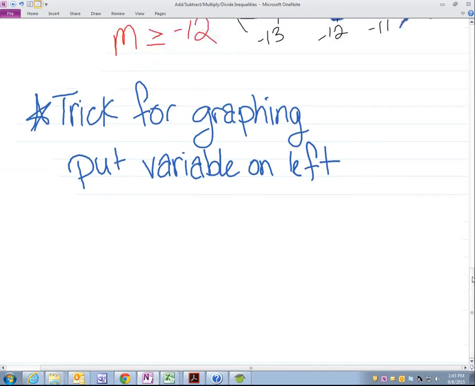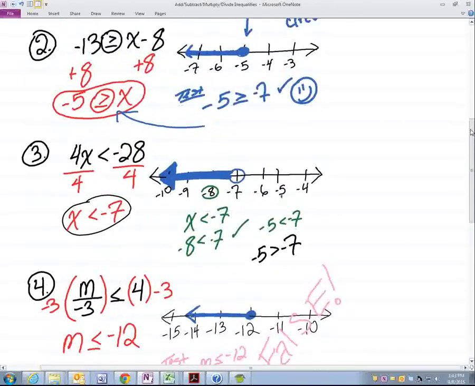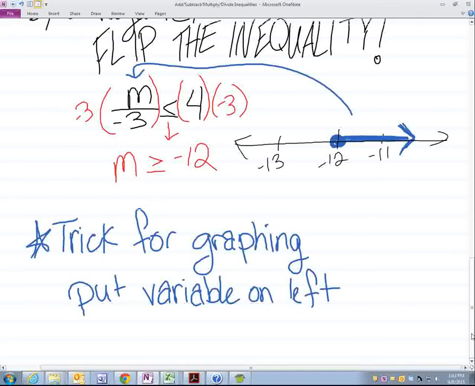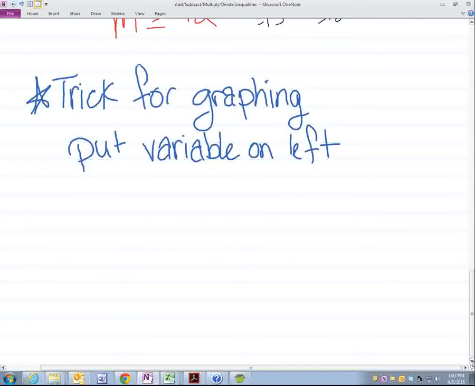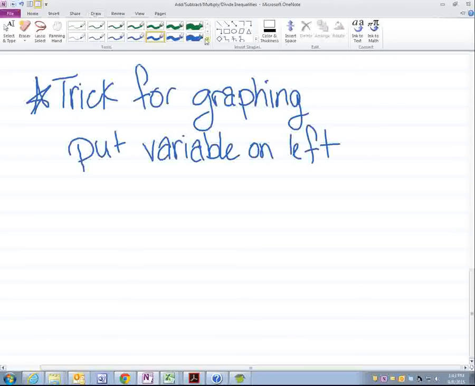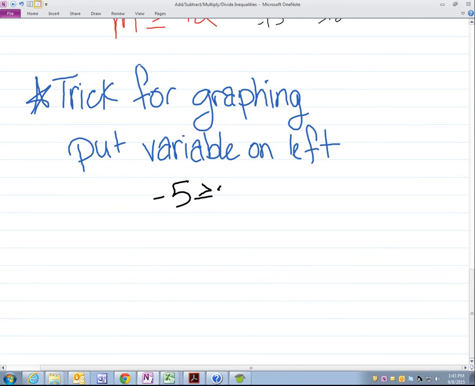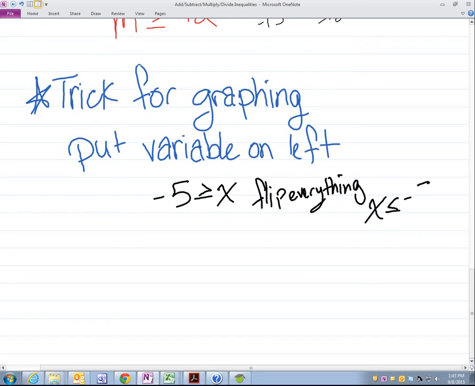If it's on the right, number 2, -5 is greater than, actually, what was the original question? I've got it right here. So for -5, -5 is greater than x. Flip everything. Then it's x. It's just flipping sides, so it's going to be a mirror image of that. All I'm doing is just putting x in the beginning because I like the way that goes.